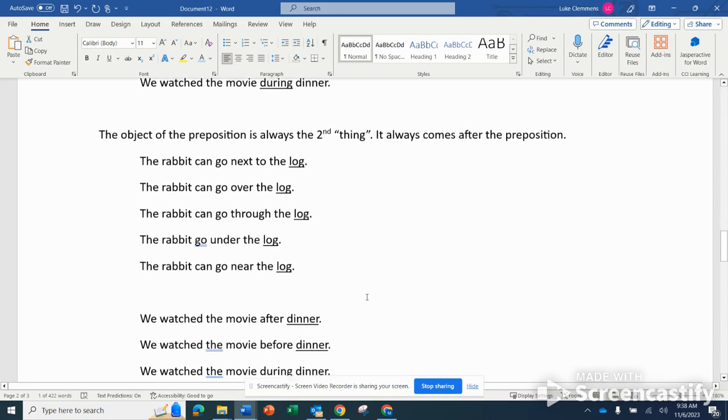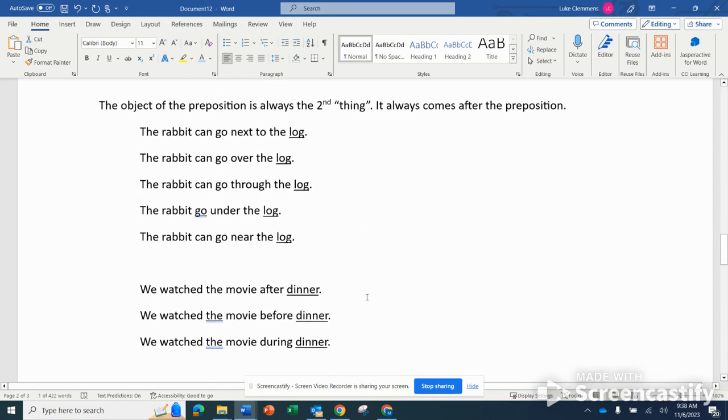Okay, so here's where we get to the object of the preposition. If a preposition shows a relationship between two things, the object of the preposition is always the second thing. It always comes after the preposition. So if we go back to the rabbit and the log, okay, the object of the preposition is always going to be the log. Okay, because in all of these examples, it comes after the preposition.